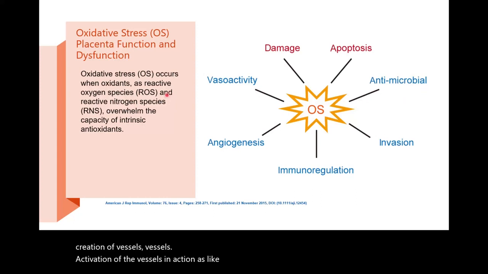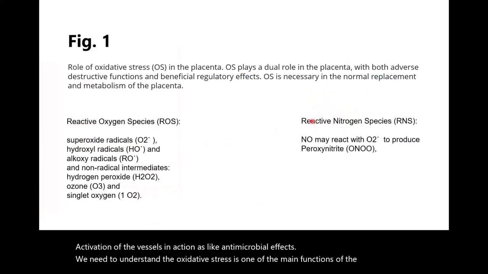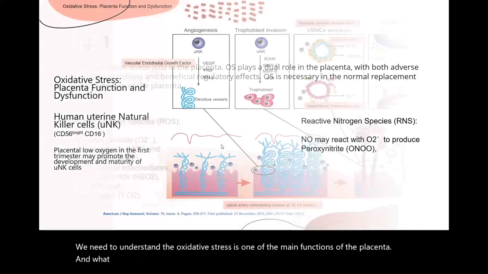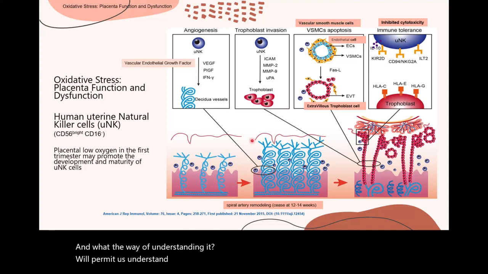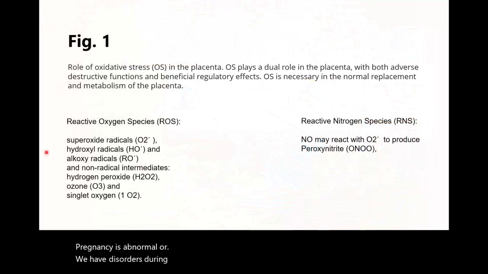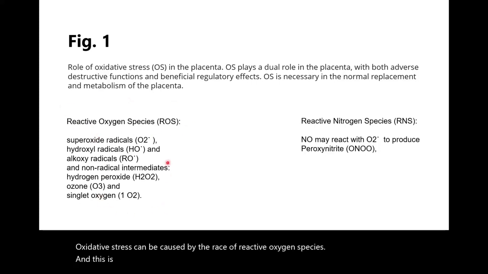antimicrobial effects. We need to understand that the oxidative stress is one of the main functions of the placenta, and the way of understanding it will permit us understand why, in some cases, pregnancy is abnormal or we have disorders during pregnancy. So, oxidative stress can be caused by the rise of reactive oxygen species, and this is the list of one of the most important. One is superoxide radicals.